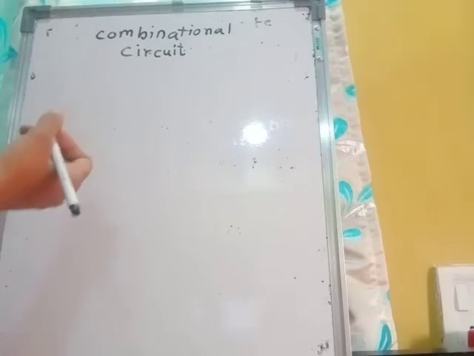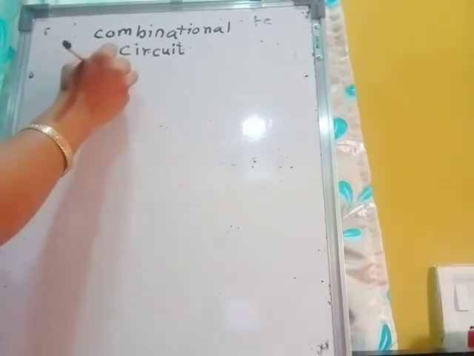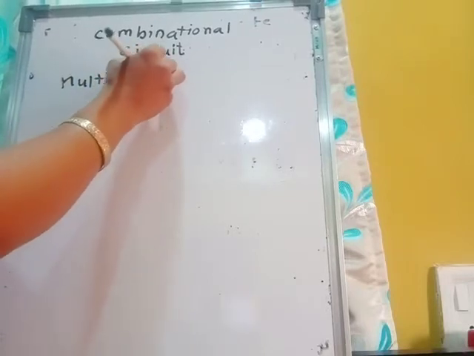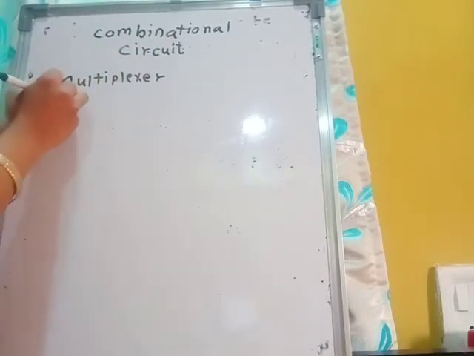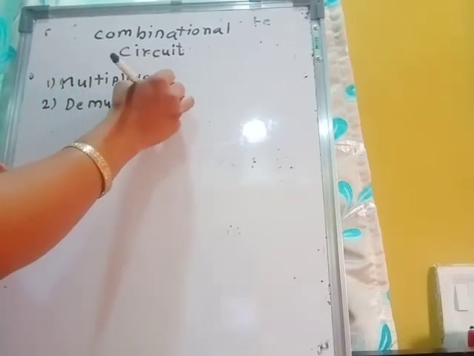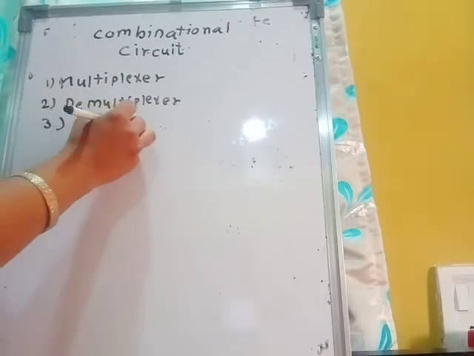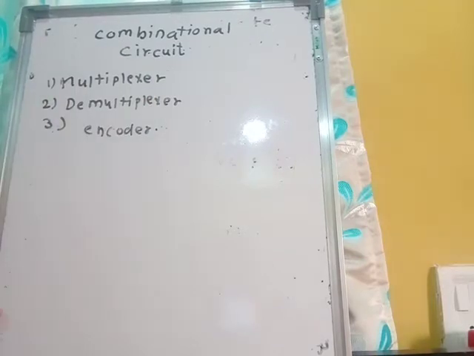So in combinational circuits, number one is the multiplexer, second is the demultiplexer, and number three is the encoder. These three different circuits are made up by combining different logic gates, so they are known as combinational logic circuits.